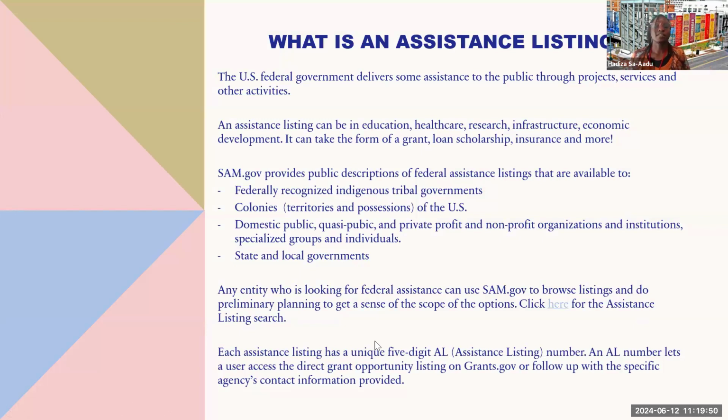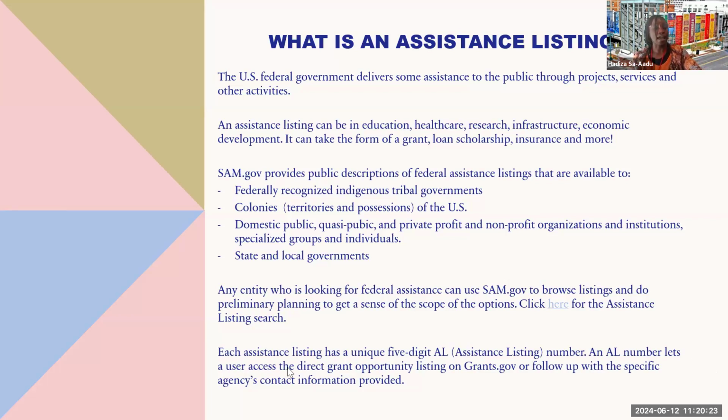Understand that each assistance listing has a unique identifier. That unique identifier is a 5-digit number called the assistance listing number. So if you have found a specific assistance listing, make sure you jot down the assistance listing number so that you can go back and reference it later.